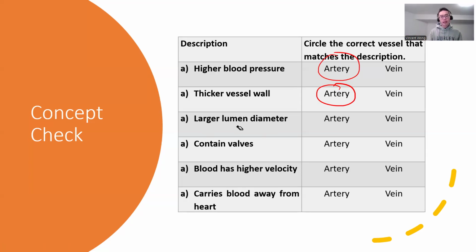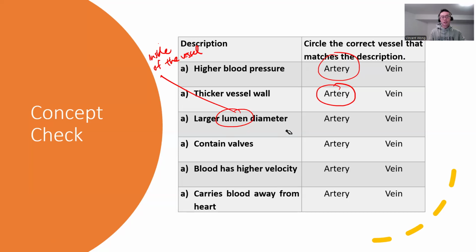Larger lumen diameter. Lumen just means the inside of a blood vessel. Actually, it's the inside of the vessel, but it's a term that can be used to describe the inside of any hollow structure. Okay, later on, we'll learn the lumen of the stomach. It just means the inside of the stomach, right? Yeah. So like if this is the blood vessel, that's the lumen that we're talking about. That's where the blood is gonna be.